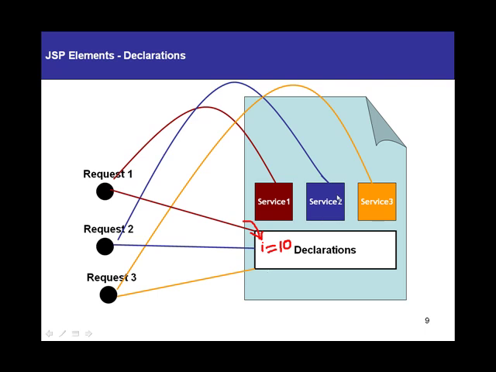Similarly, if in the service method I would have declared an integer I and set the value 10 there, in service 2, when I make the request 3, in request 3 I will not see the value as 10 again. It will be the default value, which is probably 0, right? So when you have variables declared in the service method, it's not shared across multiple requests, whereas when you have variables declared in declarations, it is shared across multiple requests.